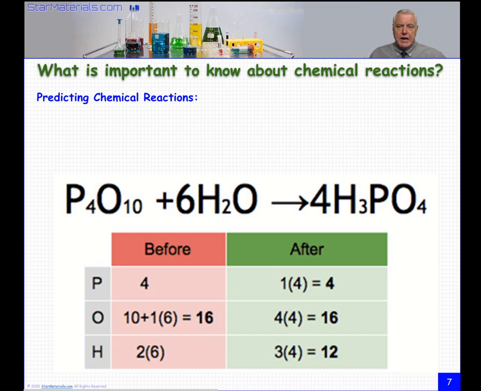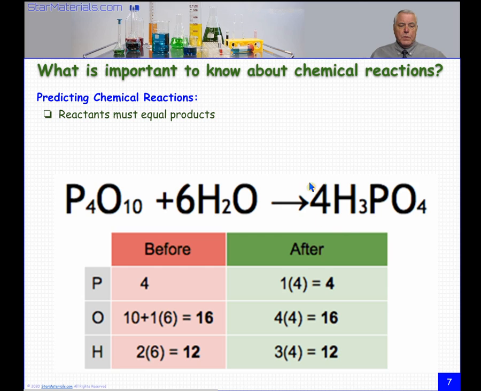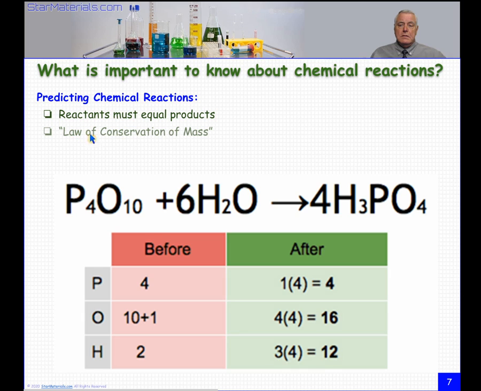So we can predict, knowing that the reactants must equal the products. The reactants is what reacts. The product gives you what happens after. Product, produce, that kind of thing. The law of conservation of mass says before and after, these have to equal.